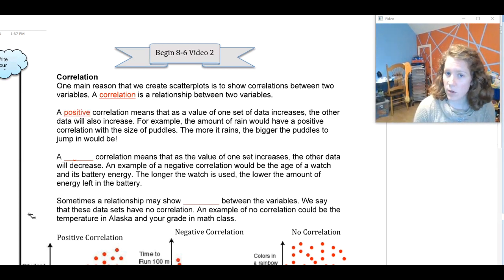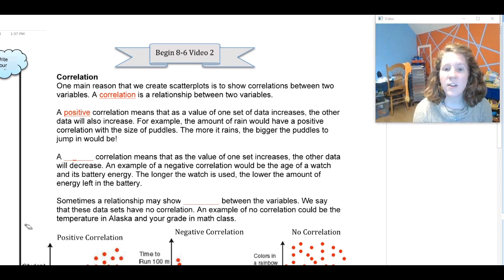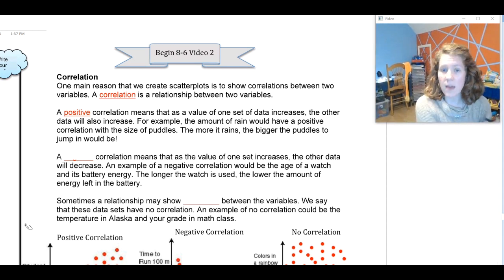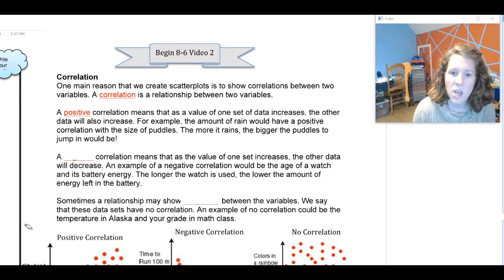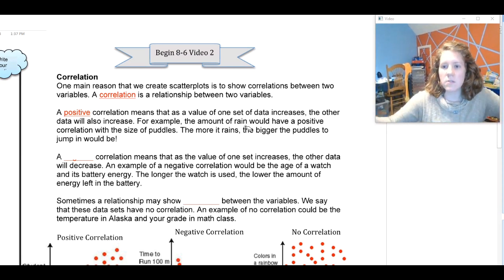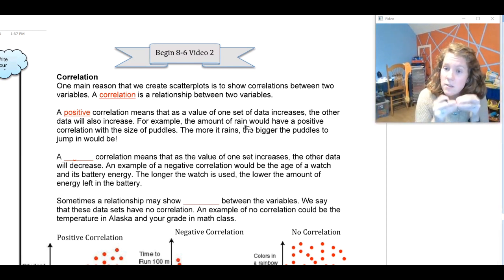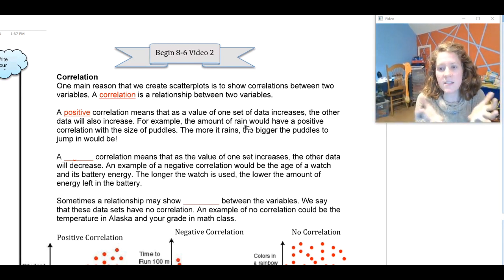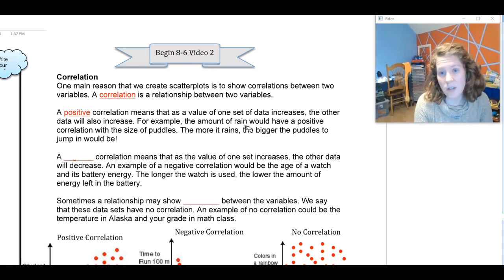A positive correlation means that as a value of one set of data increases, the other data will also increase. It also goes the other way. As one goes down, the other goes down, but they move in tandem. They move in the same direction. So for example, the amount of rain would have a positive correlation with the size of the puddles. The more it rains, the bigger the puddles get. The less it rains, the smaller the puddles get. You think about a place in a park that always has this one big puddle, but the less it rains, it starts to shrink until it eventually goes away.